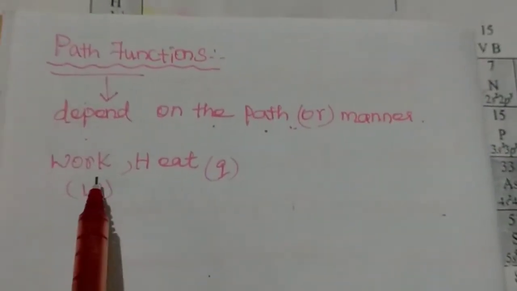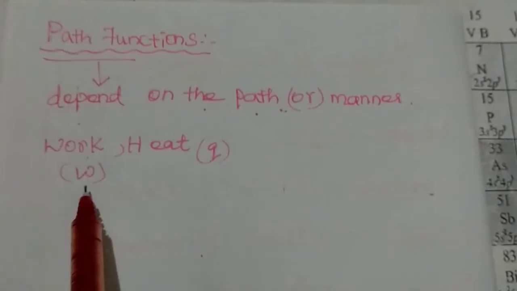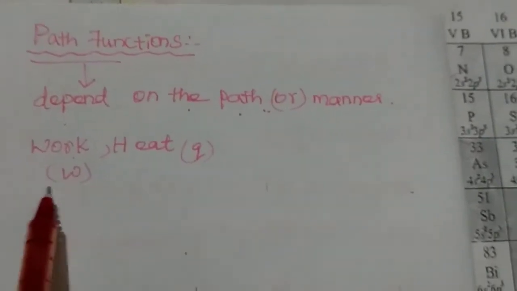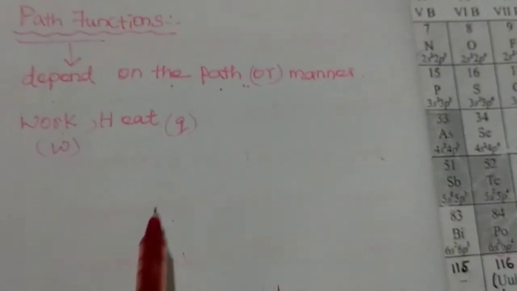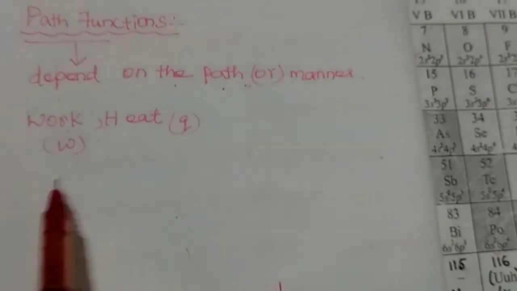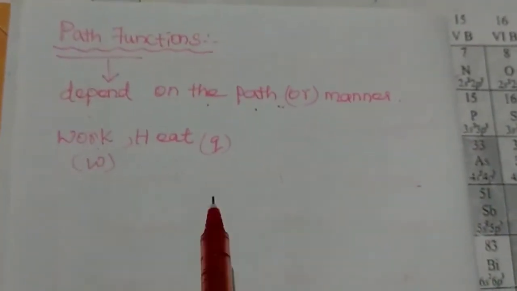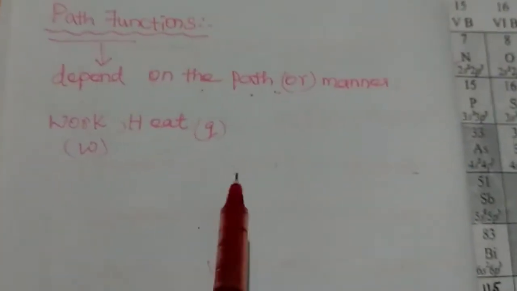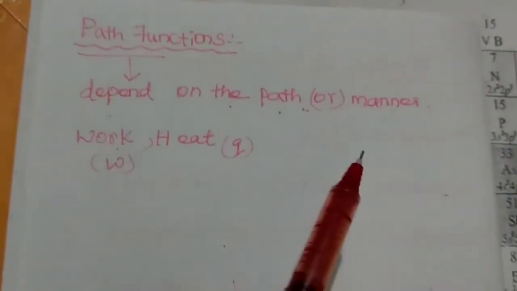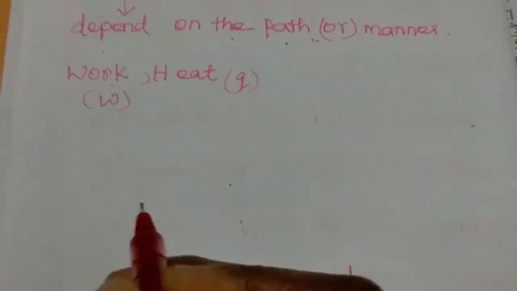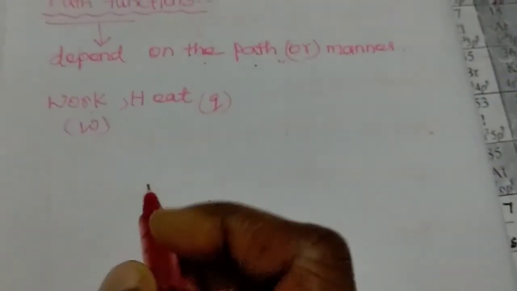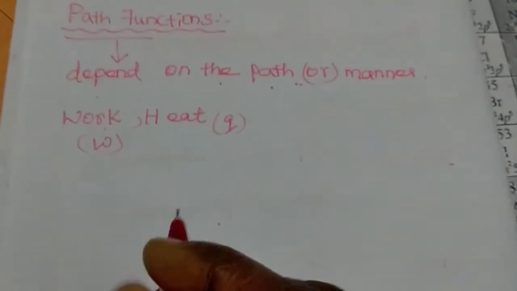Here we have one difference in work. When work happens in a reversible process, it is different from the irreversible process. So for both the reversible and irreversible process, we will get different work values. So path functions are completed. Next, variables of thermodynamics.